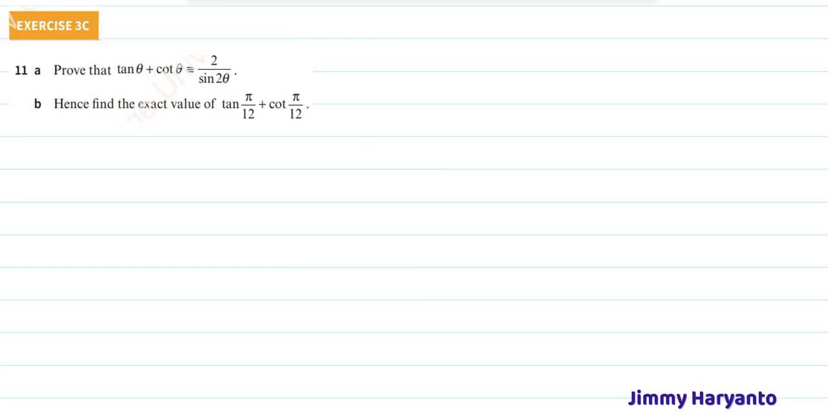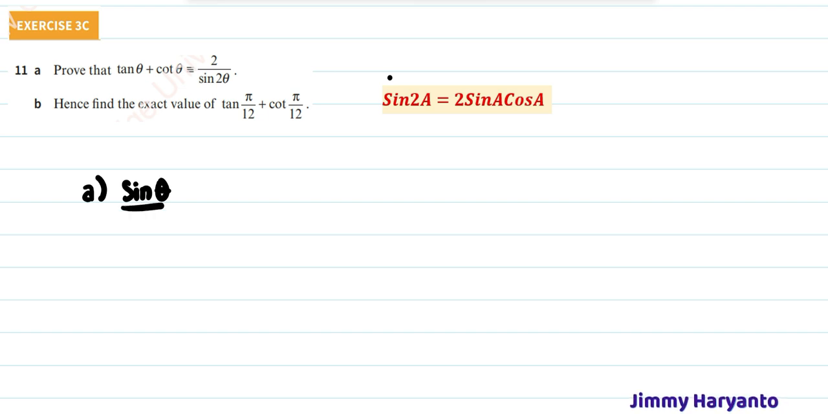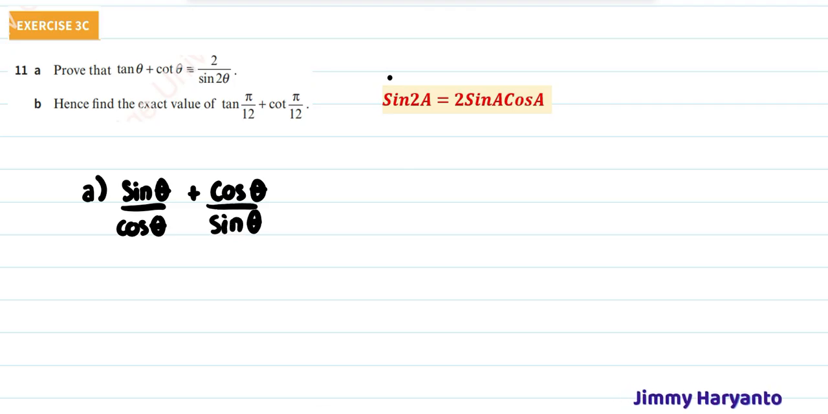And then next is question 11. For question 11, I will use the formula of sine 2 theta. So we have to prove that. For A, I will change the tangent theta into sine theta over cos theta, and then I will change the cotangent theta into cos theta over sine theta, and then I will make the denominator equal.